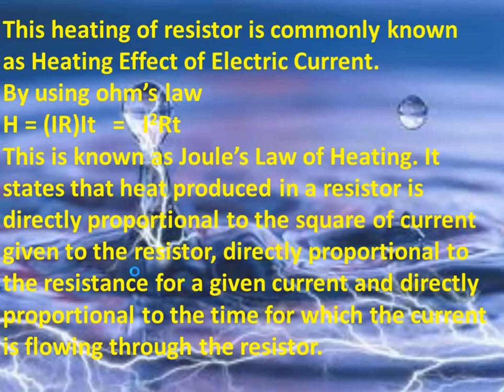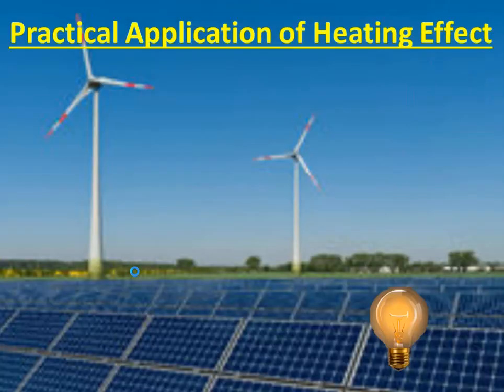It states that heat produced in a resistor is directly proportional to the square of current given to the resistor. It is directly proportional to the resistance for a given current, and third, directly proportional to the time for which the current is flowing through the resistor. Now we will study about practical applications of heating effect.